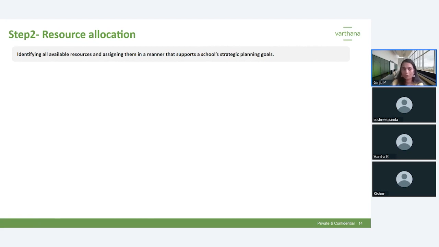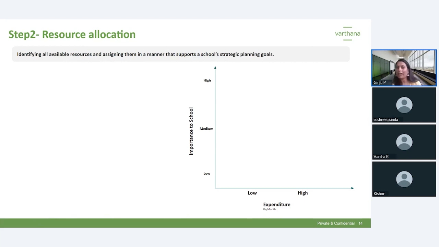So you are identifying your available resources, the money you have, and you're assigning them based on your requirement to achieve that goal for that particular month or for the particular year. And how can you do that? How can you do this resource allocation? You can use this matrix. So here in the matrix, we'll talk about two things.